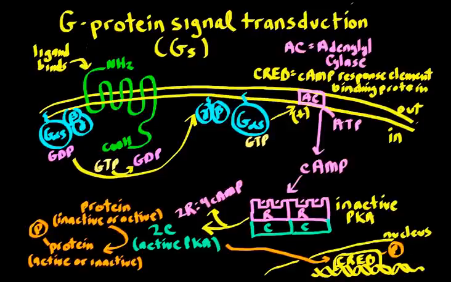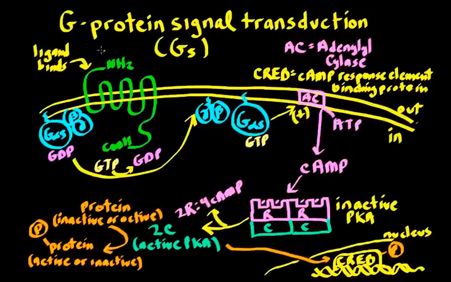After watching this video, you should be able to describe the GS signal transduction pathway starting from ligand binding all the way to protein phosphorylation. You should also be able to list the mechanisms to turn off the GS signal transduction pathway and some important examples of GS receptors and medical applications that affect the GS pathway. So let's start with ligand binding.